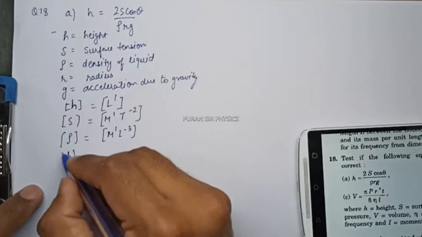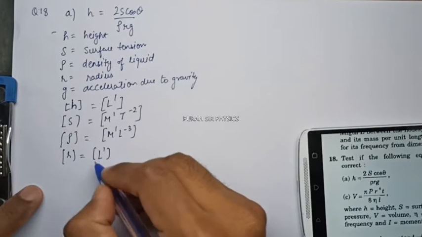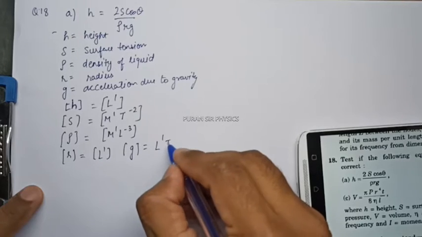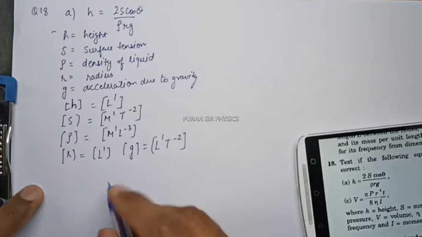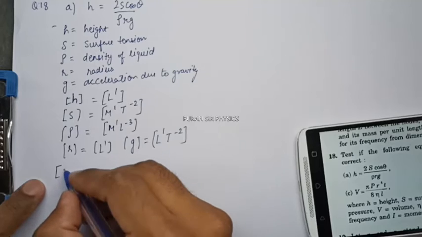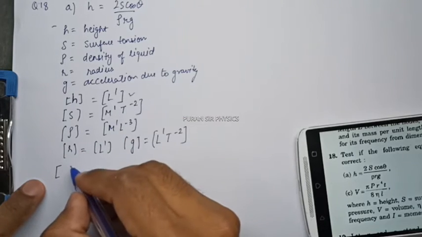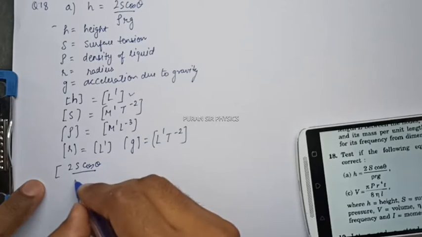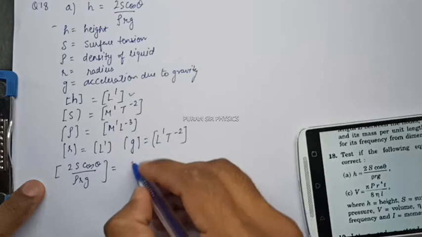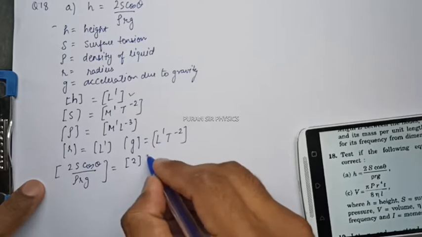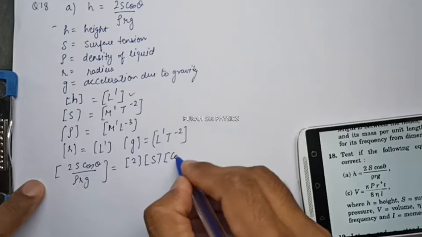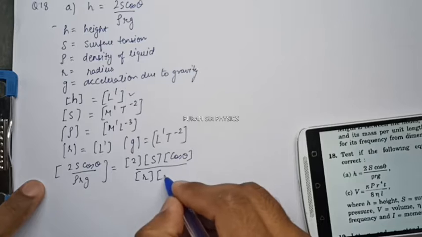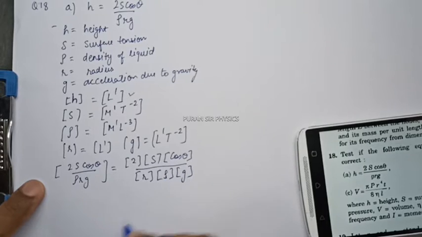And your radius has a dimension of length, and acceleration due to gravity is acceleration, so it has a dimension of L raised to power 1 T raised to power -2. So if we find the dimension of h, it is L, and the dimension of the right hand side, that is 2s cos theta upon rho rg, will be the dimension of 2, dimension of s, dimension of cos theta divided by dimension of r, dimension of rho, dimension of g.